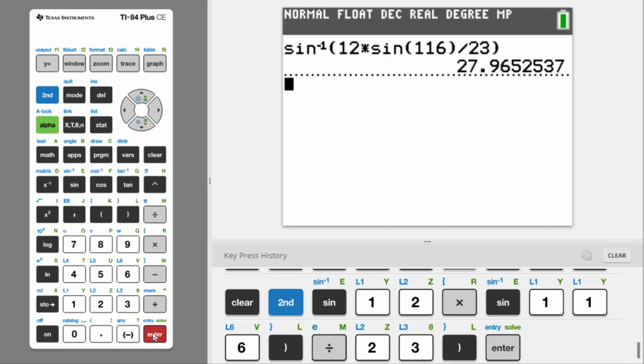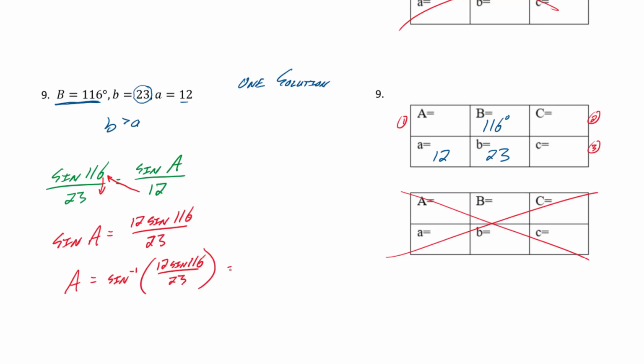Close the parenthesis there, press enter, and notice it gives me approximately, if we round that to the tenths, the 6 would make the 9 go up, so that's actually just going to be 28 degrees. So back to our answer here, this comes back about 28 degrees. So we can put that in our answer blank over here, and now that should unlock the next part, which is going to be pretty simple.